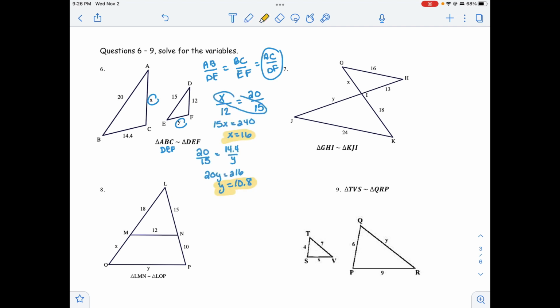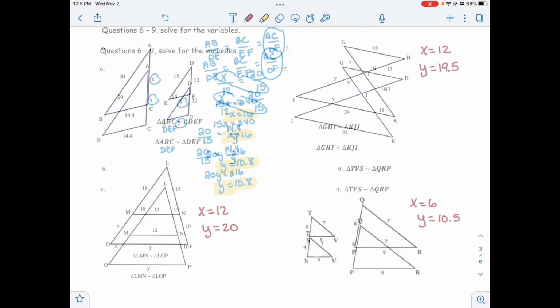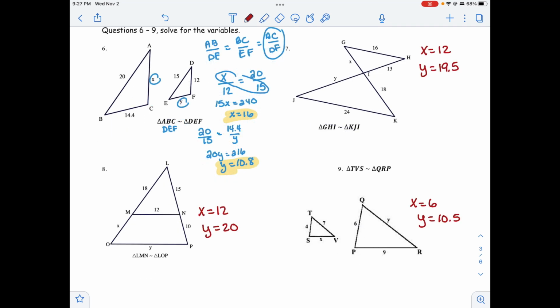So with these two, we got X equals 16 and Y equals 10.8. Notice that I used the 20 over 15 for both of them because I knew that was a true fact instead of using something that I find and then plugging back in case I made a mistake. All right, so I want you to try 7 through 9 and see if you get the right answers, and then check yourself. And you can see what we got for 7, 8, and 9. Check your work and see how you did.